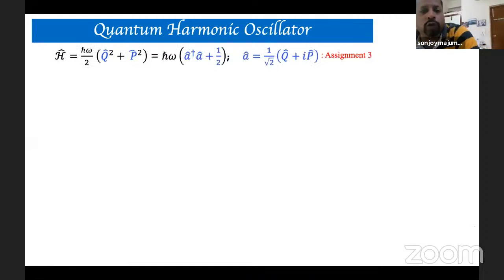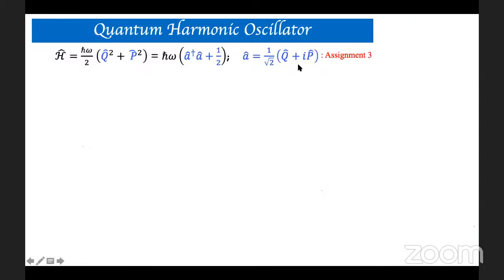So what have we learned so far? If you want to treat the harmonic oscillator quantum mechanically, you have to write the Hamiltonian in operator form of the canonical conjugate variables, Q and P, and you will get a Hamiltonian operator which you are able to write in terms of the creation and annihilation operators, where the annihilation operator is defined in this form.